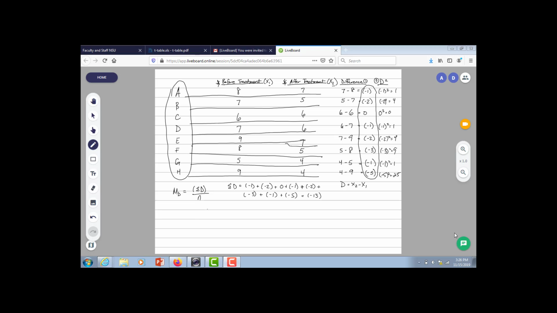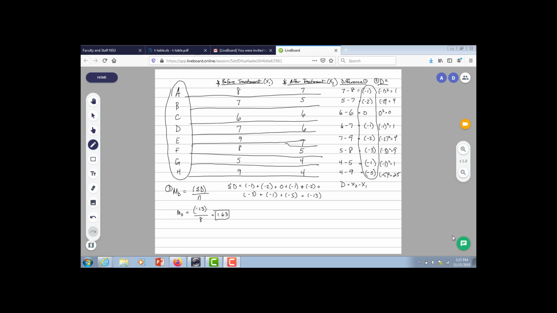We plug that into our mean difference formula, negative 13 over 8, and that yields 1.63 if we round properly. So on average, the mean difference that we would expect across the dependent variable for each of these 8 participants would be 1.63. The mean difference can be thought of as step 3.